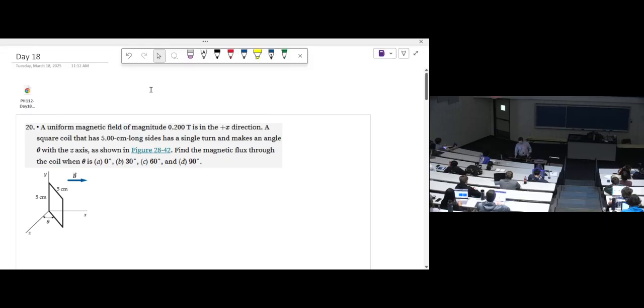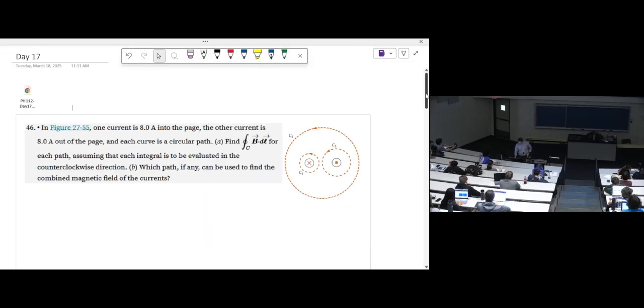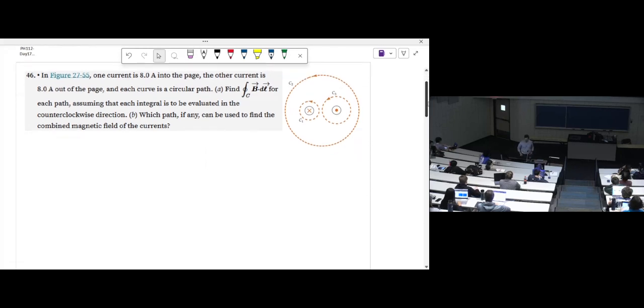Okay, where were we? In figure 27.55, one current is 8 amps into the page, the other is 8 amps out of the page, and each curve is a circular path. Find B·dl for each path, assuming that each integral is to be evaluated in the counterclockwise direction. Which path, if any, can be used to find the combined magnetic field of the currents?